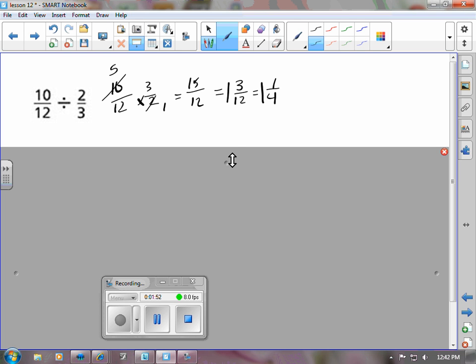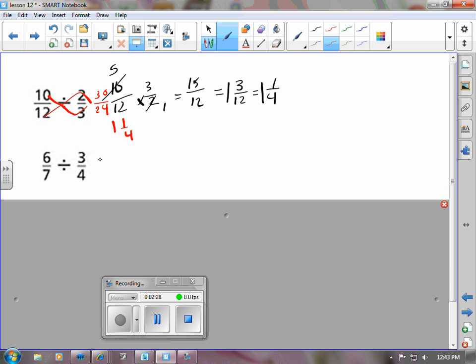I could do the cross multiply method as well. I'm going to switch colors and do that in red. I'm still going to simplify. Actually, I'm not going to simplify. Let me take that back, and we'll just show you this one real quick. Cross multiply. 3 times 10 is 30. 2 times 12 is 24. So 30/24, and then simplifying that down, I'm going to get 1 1/4 again.